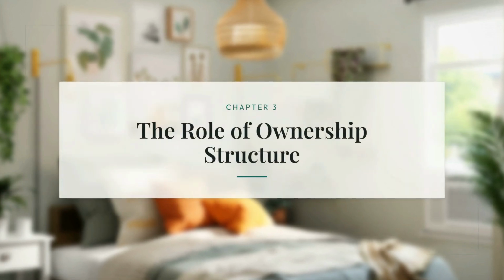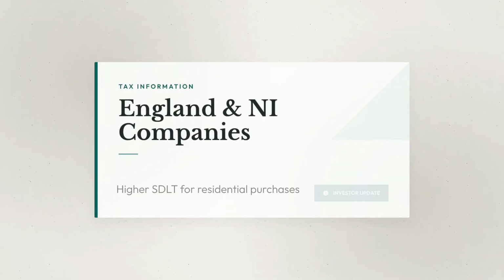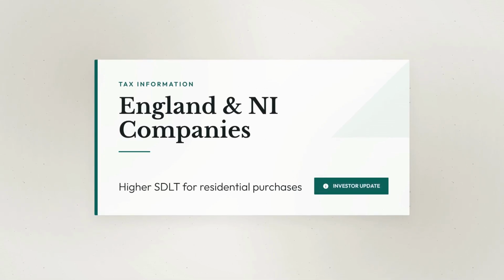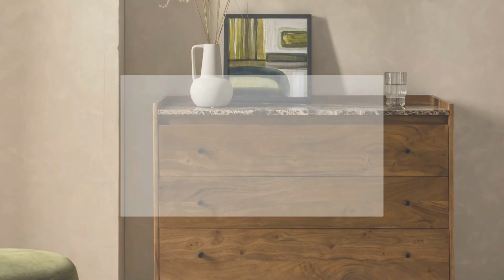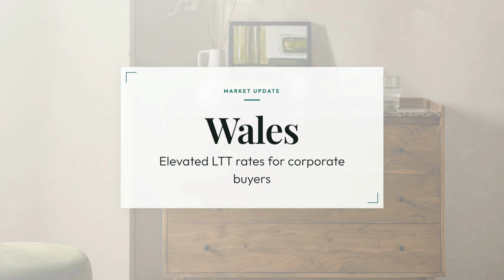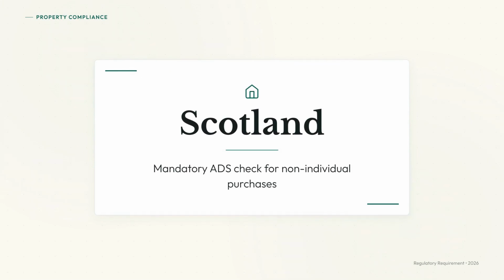Chapter 3. The role of ownership structure. It is a common belief that purchasing through a company can lead to tax advantages. However, this may not be the case. In England and Northern Ireland, companies often encounter higher SDLT rates for qualifying residential purchases. Similarly, Wales imposes elevated residential LTT rates for corporate buyers. In Scotland, non-individual purchases are mandatory for an ADS check.